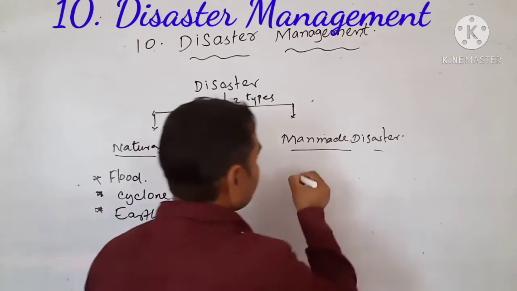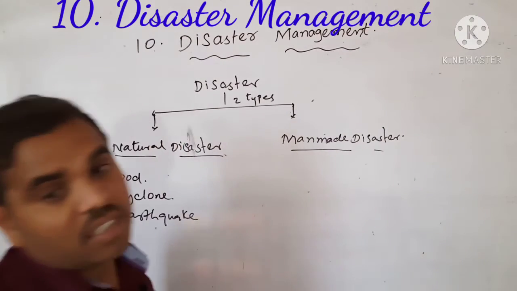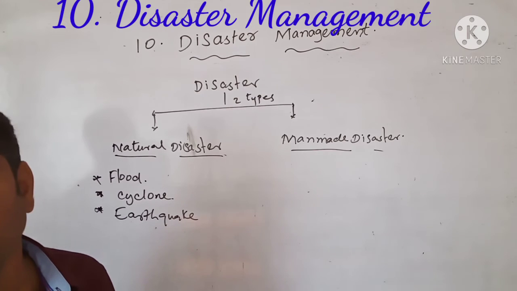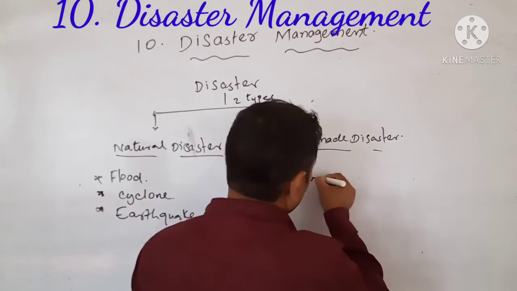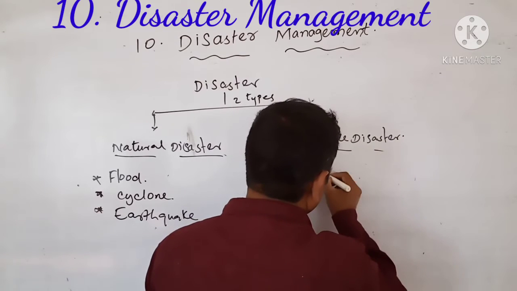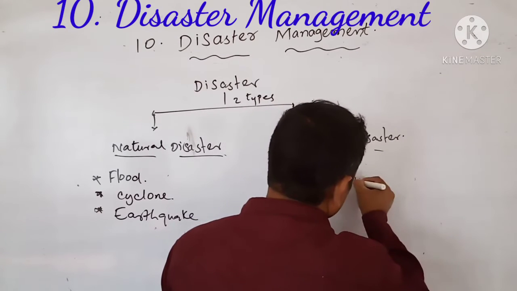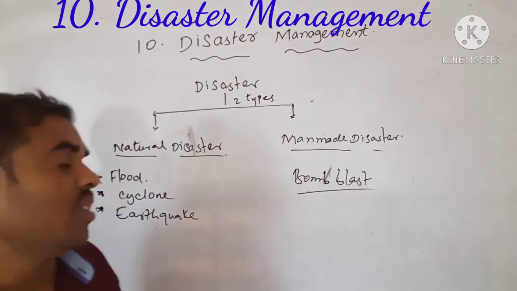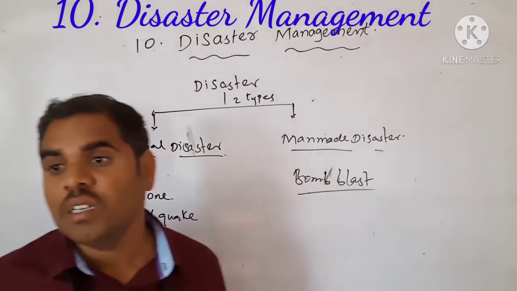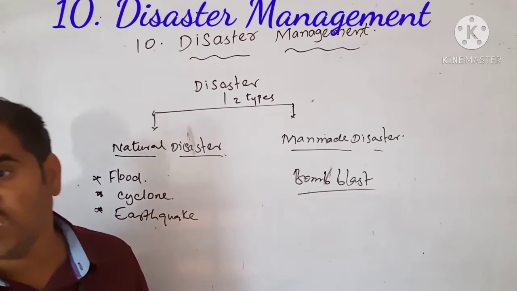Next, man-made disaster. What is man-made disaster? See, bomb blast. This is a man-made disaster. There are disasters like this.